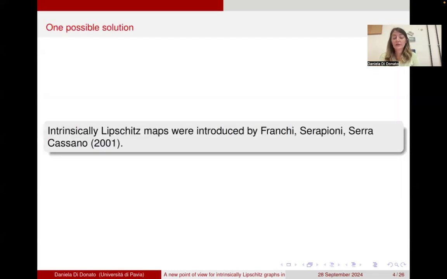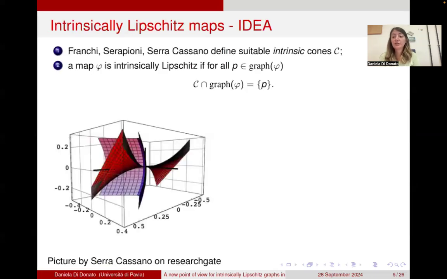So, Franchi, Serapioni and Serra Cassano introduced a new notion of intrinsically Lipschitz maps in Carnot groups. They define suitable intrinsic cones, which are not equivalent to the Euclidean cones, and they say that a map phi is intrinsically Lipschitz if for every point P belonging to the graph of phi, there exists an intrinsic cone such that the intersection between the intrinsic cone and the graph is just the point P.